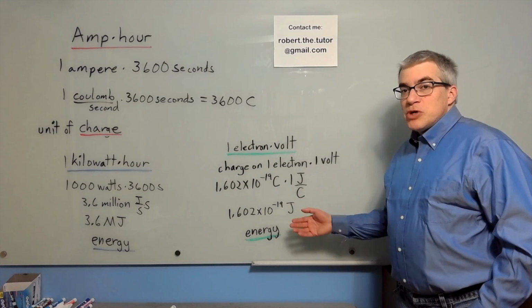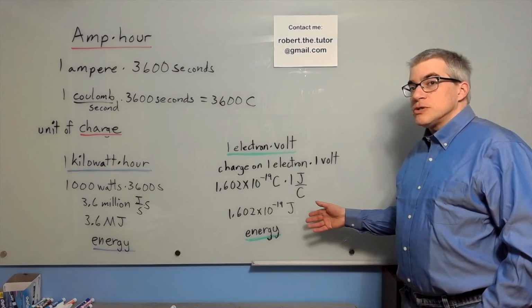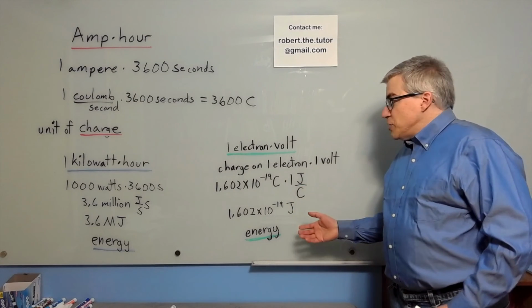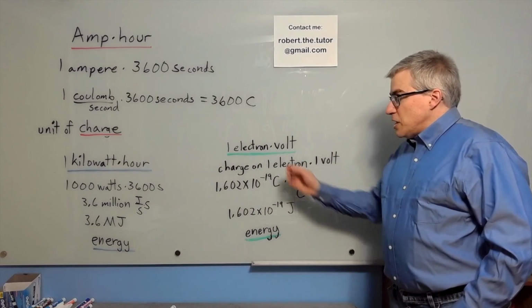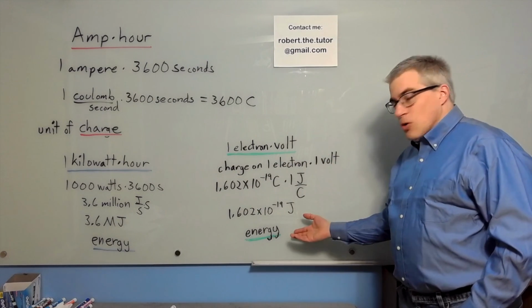For example, a photon of visible light has energy on the order of a few electron volts. So we have different units for energy: electron volts, joules, kilowatt hours, depending on whether you want something house-sized, ordinary-sized, or atom-sized.